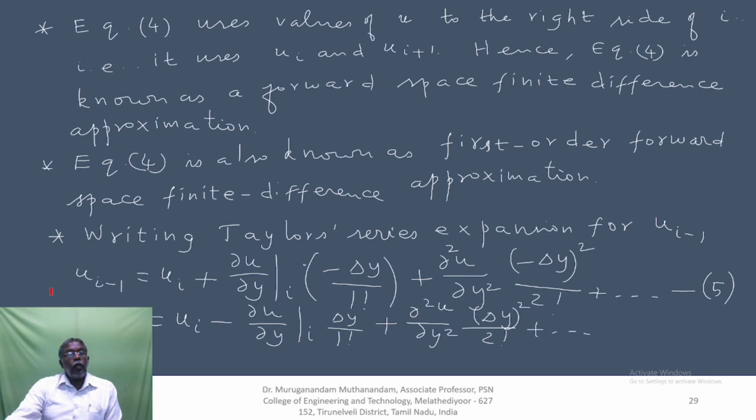f(x minus delta x) is u_{i-1}, f(x) is u_i, plus partial f upon partial x. Instead of plus delta x, we use minus delta y, because it is f of x minus delta x, plus partial square u upon partial y square, into minus delta y whole square, plus etc. This is equation 5.